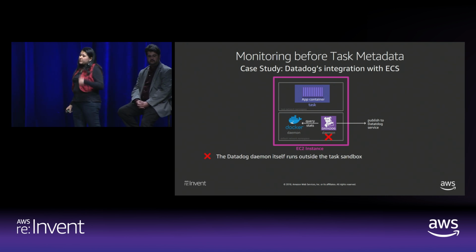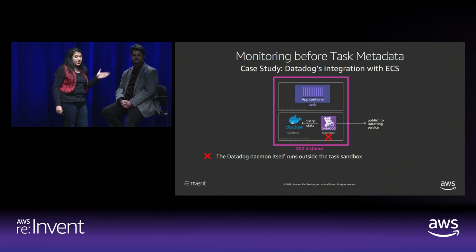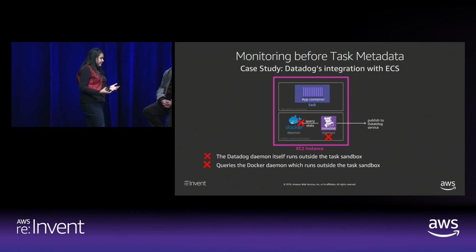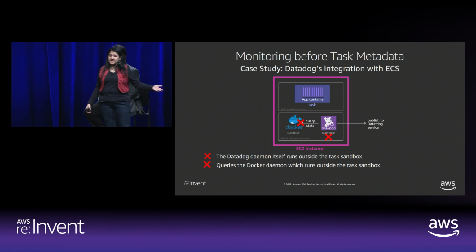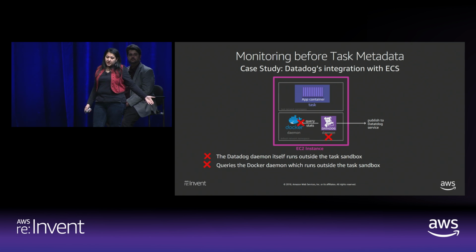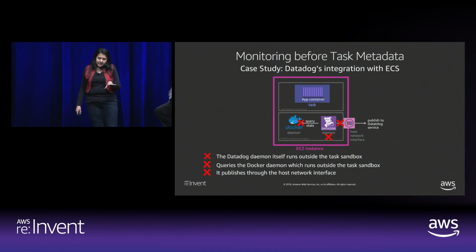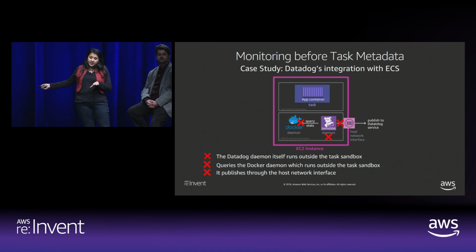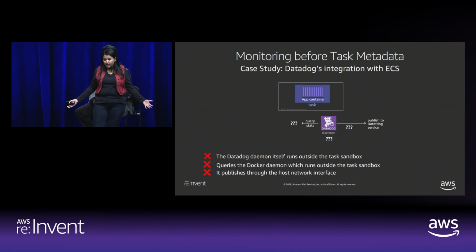And the reason for that, problem number one, the Datadog daemon itself is running in the host network namespace. Problem number two, the Datadog daemon is getting its information, the stats that it needs, from the Docker daemon, which is also running outside of the task sandbox in the host network namespace. Problem number 3, because the Datadog daemon is running in the host network namespace, it's using that host network interface, the Eth0 network interface, to publish metrics out to the Datadog service. And so if we remove the host components from this picture, how is all of this going to work anymore?